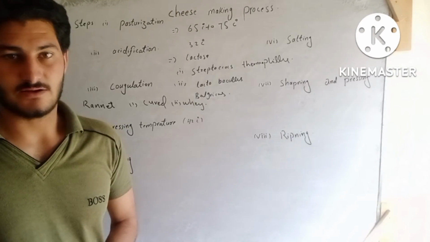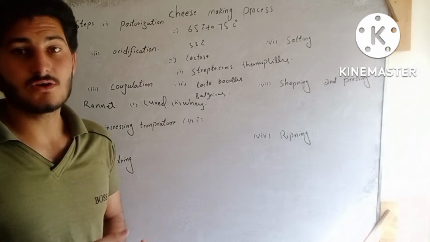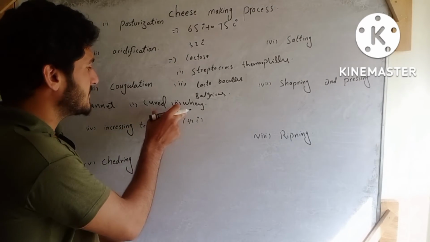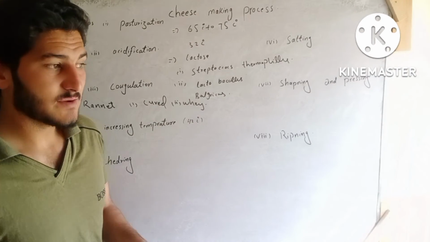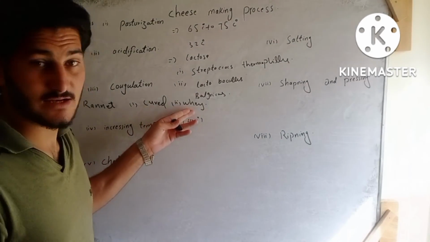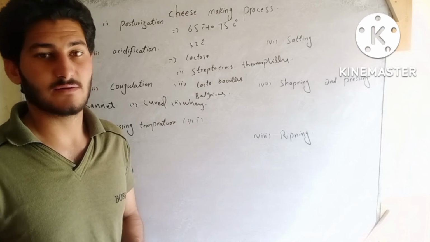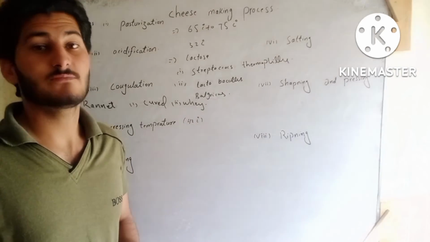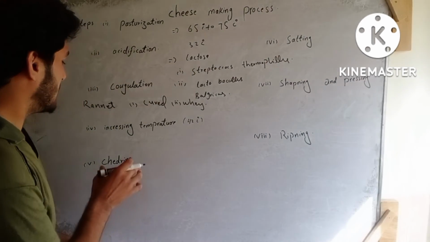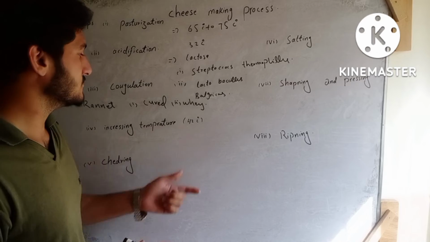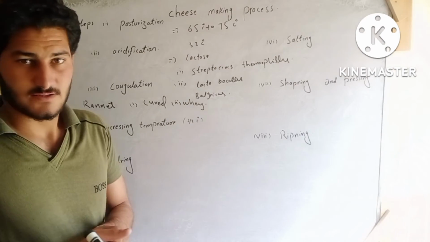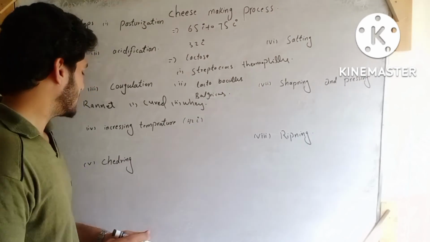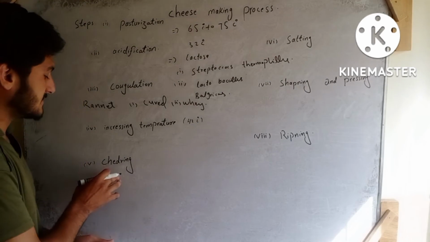After cutting the curd into small pieces, we increase the temperature from 32 to 42 degrees centigrade to separate the whey from the curd. When we apply temperature, the whey, which is the liquid part of the milk, becomes isolated from the curd. After increasing the temperature to 42 degrees centigrade, the whey separates from the curd. Now the fifth step is chilling.